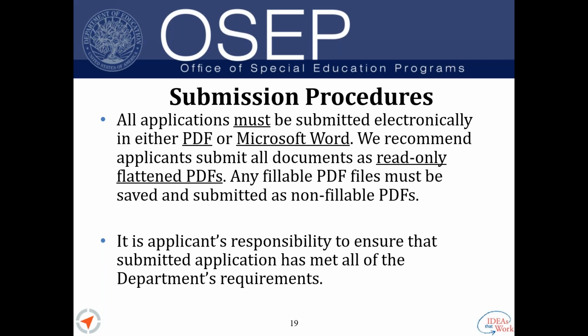All of our funding opportunity numbers start with H. The 327S is the funding opportunity for our technology program. 19 is the year, and the last four digits, 0001, is the order the application was submitted.